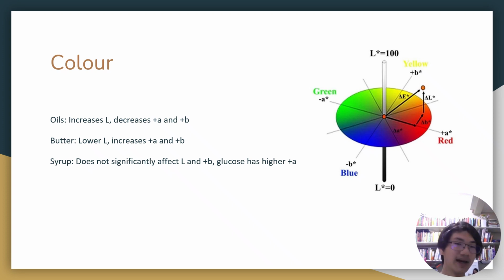The oils. Using it increases the L color value while decreasing the positive A and B values. Butter, on the other hand, presents a lower L color value, but increases the positive A and B color values. For the syrup, it does not really affect the L and positive B value, but glucose presents a higher positive A value compared to sucrose.